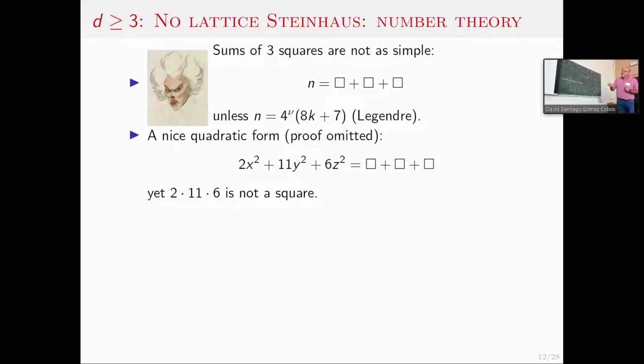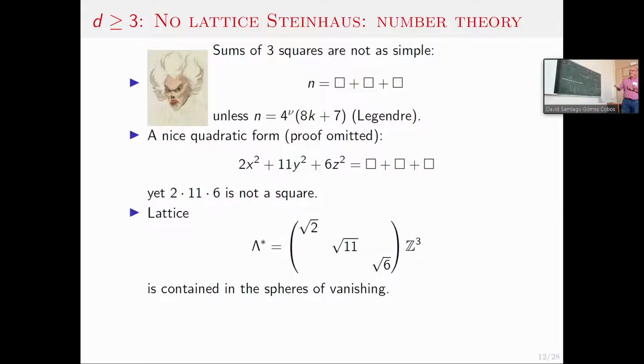But 2 times 11 times 6 is not a square. Which means what? That if I take this lattice, which is exactly what will give you this square norm, it is contained in the spheres of vanishing in dimension 3, and it does not have an integer volume. Again, the square root of 2 times 11 times 6 is not an integer. You have only one 3 there, only one 11. So that takes care of dimension 3.